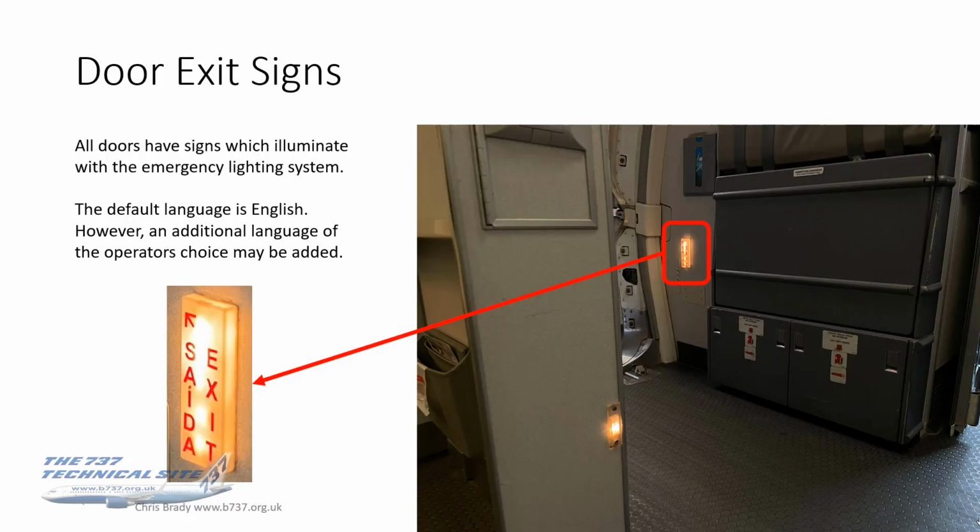Okay, for the door exit signs, all doors have got signs which illuminate with the emergency lighting system. These signs are usually low, like this, because the assumption is that if the cabin's filled with smoke, you may want to be down on the floor, crawling towards the door to find your way out, where because the smoke will rise, the air will be clear below it. Default language of these signs is English, but the operator can have an additional choice of language if they wish.